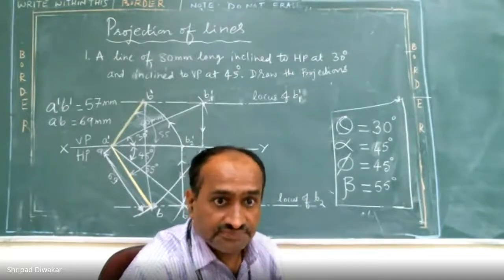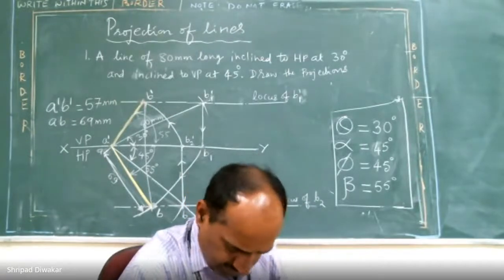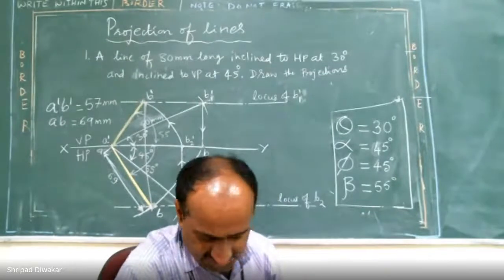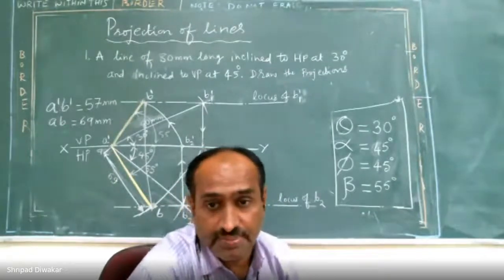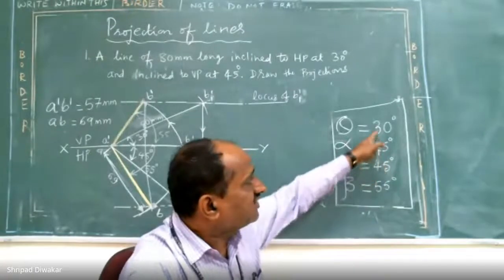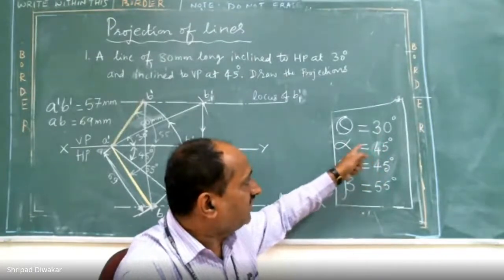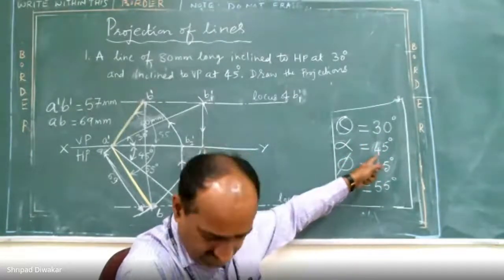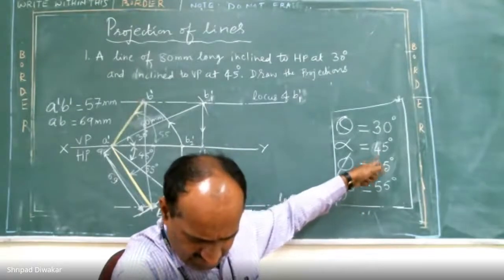Sir, I'm getting alpha as 55. Okay, alpha 45 is the correct answer. Just check it out. Theta and phi are anyhow given in the problem. Only alpha and beta you have to find out. Alpha you are getting 45 degree and beta is 55 degree.